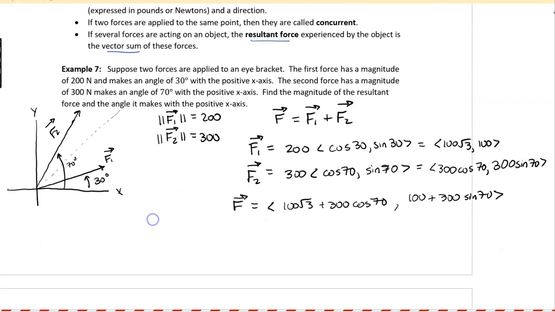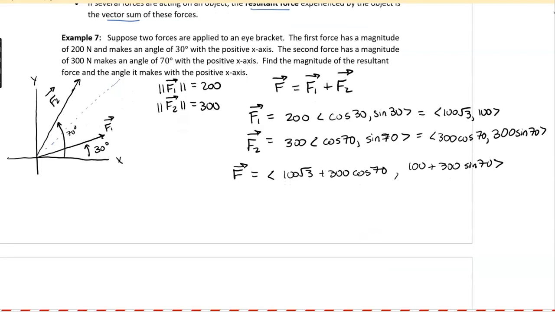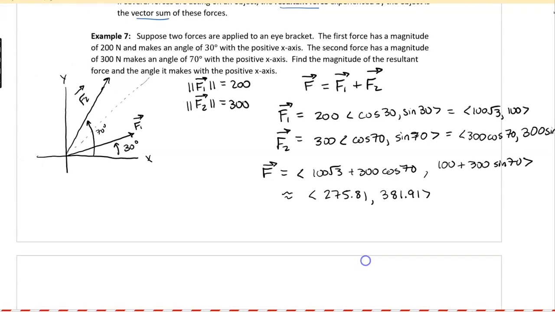Now, if you'd like to see some decimals with this, which is not a bad thing for any of these real-world applications, if you plug that stuff in your calculator, I get approximately 275.81, comma 381.91 for our resultant force vector. Now, if I want to find the magnitude of that, that's pretty straightforward. The magnitude of F, we're just going to take both of our components, square them, add them together, and take the square root. If you do that, I'm hoping you also get approximately 471.09 newtons.